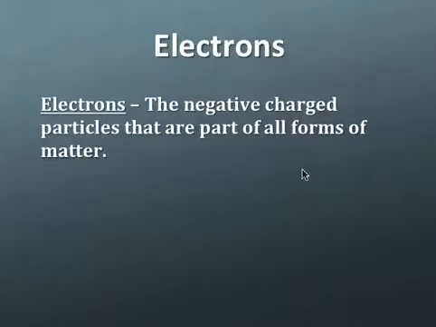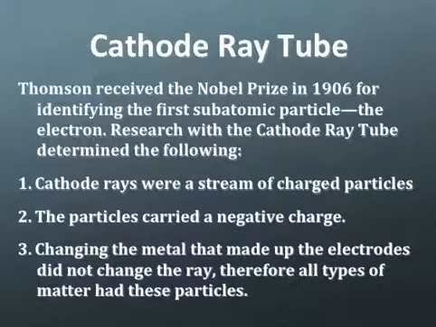And here we go. So what we've found from this cathode ray tube is the electron, as we now know it, and it's negatively charged. We also know that it is in all forms of matter, because they changed out those metals and we're still getting this same cathode ray out of it.